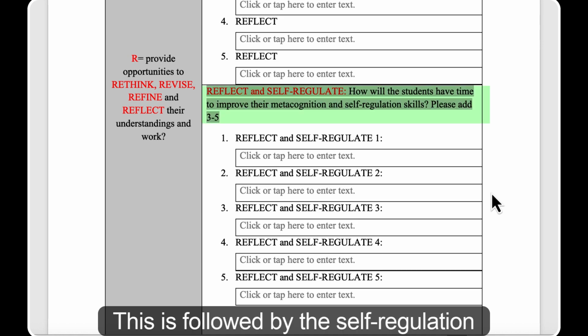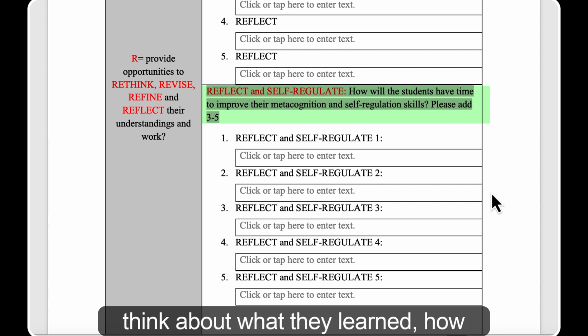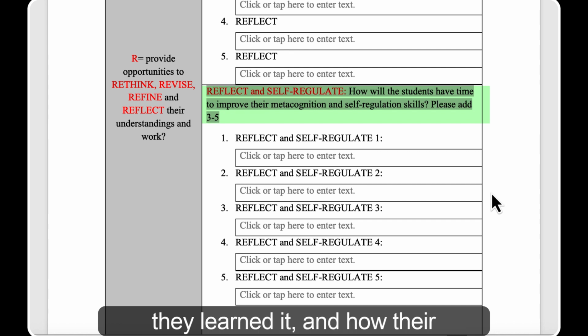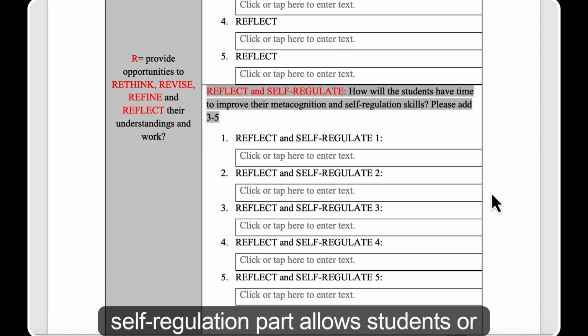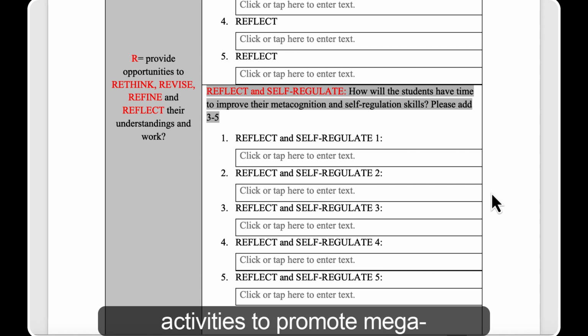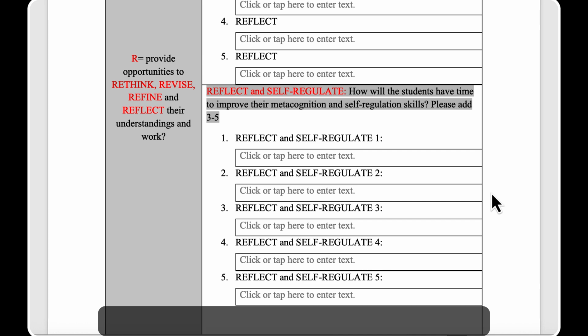This is followed by the self-evaluation and reflection portion, where students think about what they learned, how they learned it, and how their understanding has changed. The self-regulation part allows students or activities to promote metacognitive awareness, such as setting goals, monitoring their progress, and once again, adjusting.